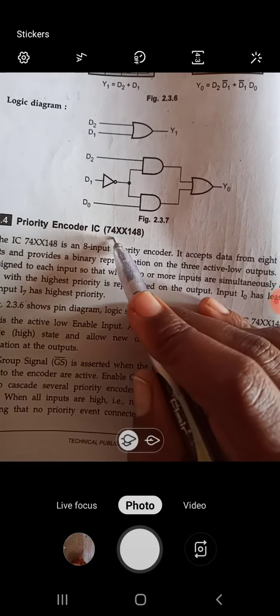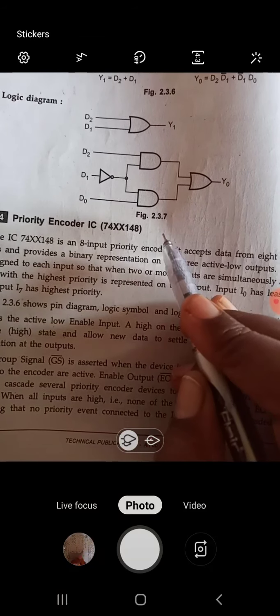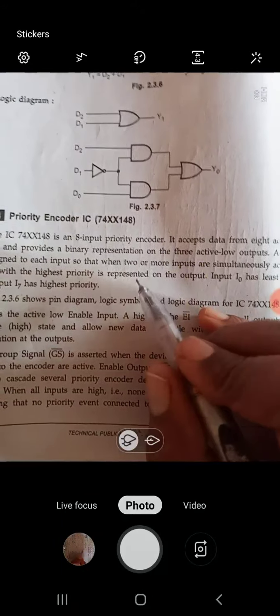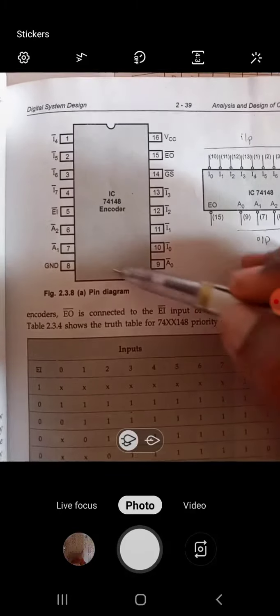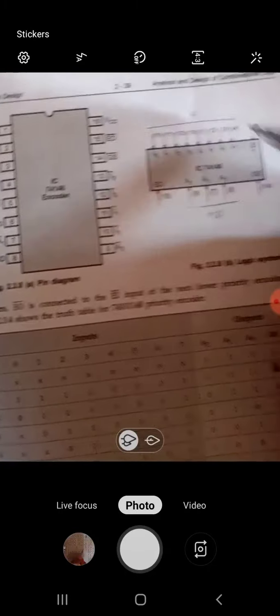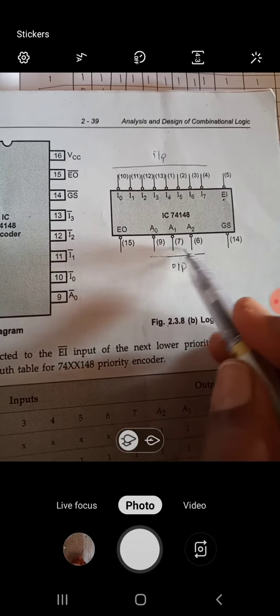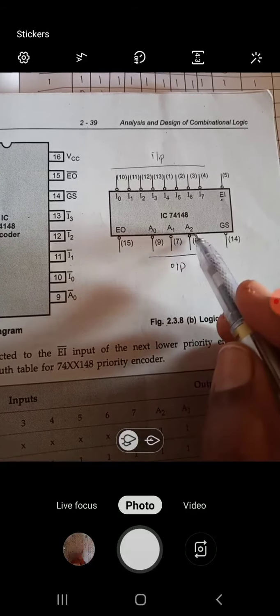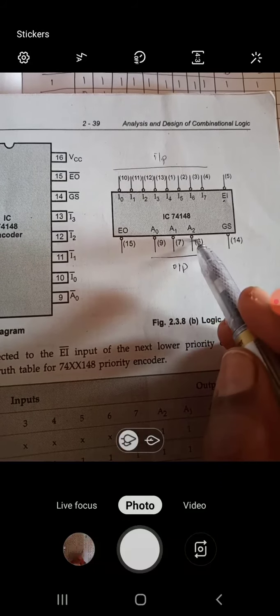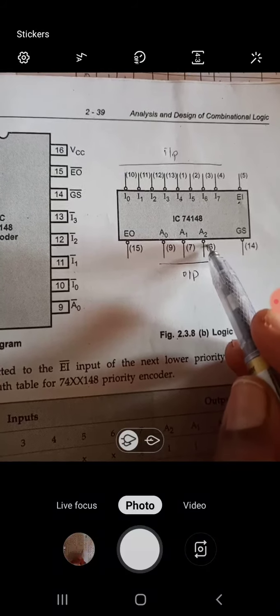This is the number 74xx148. Usually we write 74148 for the priority encoder. This is the pin diagram of your priority encoder. As you can see, there are 3 output lines, A0, A1 and A2. These are all active low outputs.